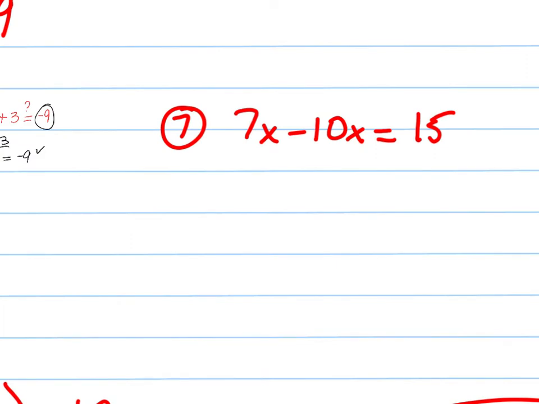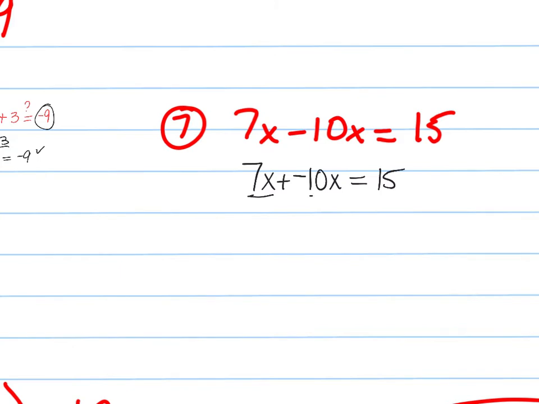We always simplify first. Is there anything I can simplify? Well, are there parentheses? Nope. No exponents. Any multiplying and dividing? Nope. Any adding and subtracting? Meaning, are there any like terms? Yes. So the first thing I'm going to do is keep change opposite. So I get 7x plus negative 10x equals 15.